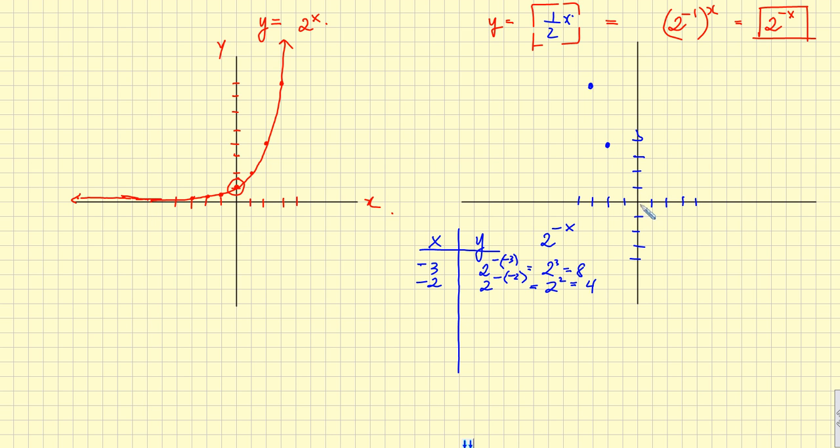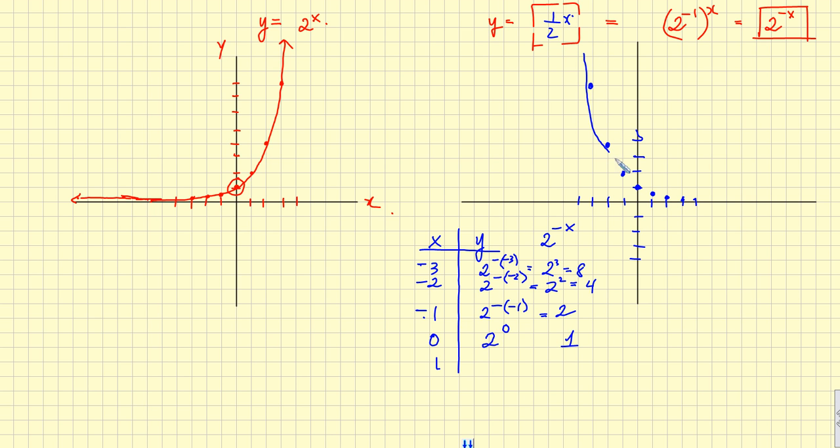Now if I had x equal to -1, that would go to 2 to the power of 1, which would go to 2, and therefore I would have (-1, 2). Then if I had 2 to the power of 0, it would still give me 1, so I would have this at 0. And then again, for positive x, it would go to 1/2, then 1/4, then 1/8, and then 1/16, and so forth.